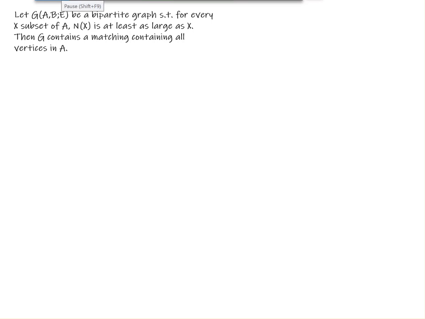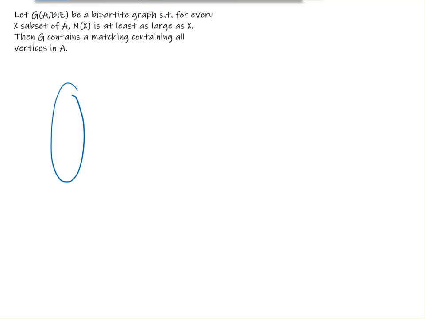So in this video, we want to prove Hall's theorem that gives us a necessary and sufficient condition for a bipartite graph to have a matching. So what does it mean? What do we want?